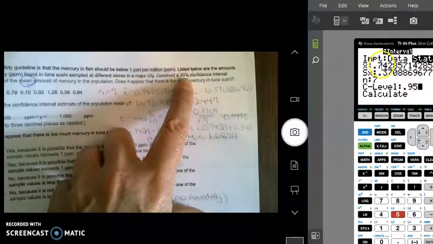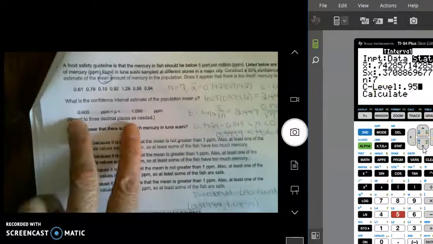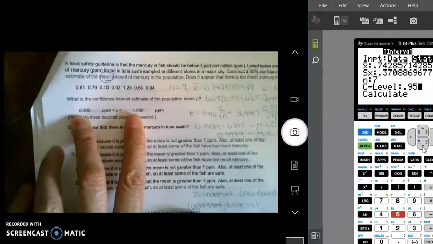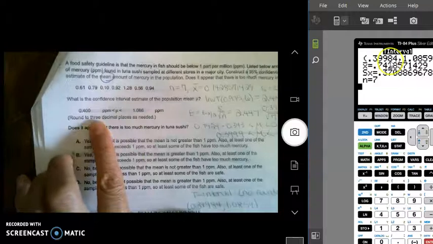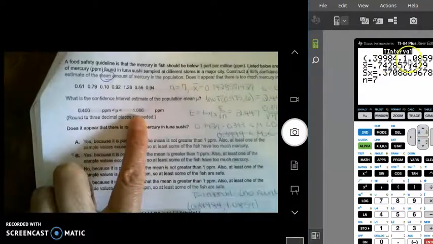So again, this is my sample mean, my sample standard deviation. This is my sample size. And I'm going to go ahead and go down to Calculate. And that will give me these 2 answers right here for the confidence interval. Okay, so there's my smaller value. If I round that to 3 decimal places, I get 0.4. And then here's my upper value.